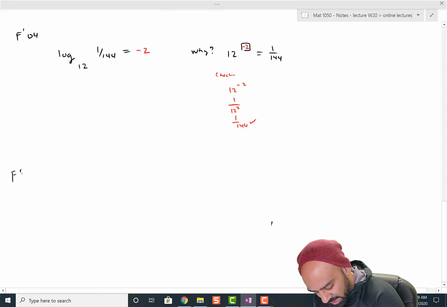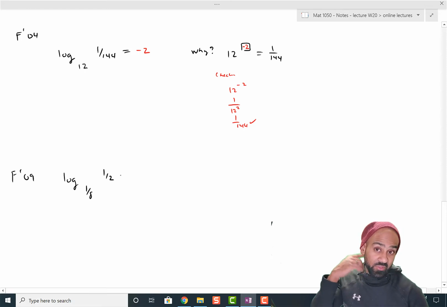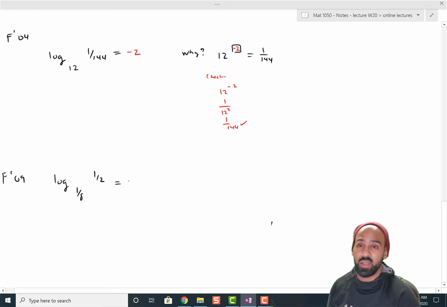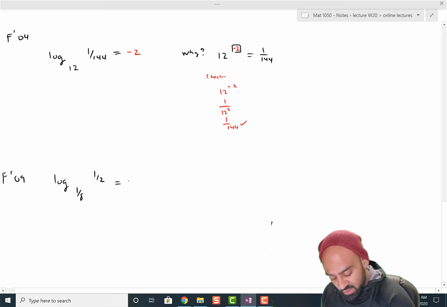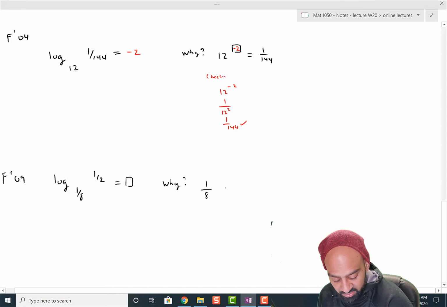Let's make it a little more complicated. This one came from 2009. I know these are older, but I think those were harder finals. Let's see if you guys can think about this one. This one's cute. The base is 1/8. Yuck, right? The argument is 1/2, and then the answer, I don't know if you guys know what to do here. So I'm going to rewrite it as 1/8 to what exponent is equal to 1/2.